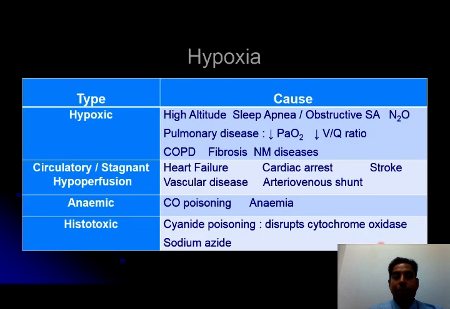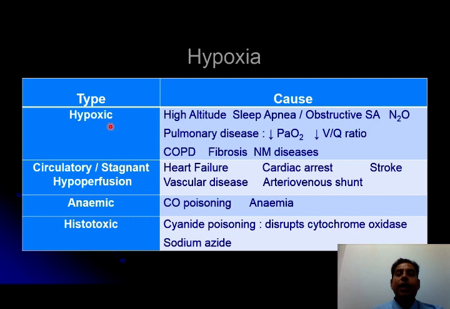Then we move on to hypoxia, which is of different types. We will deal with them in greater detail in later stages, but we need to remember there are 4 types: the hypoxic type, the stagnant or the circulatory type, where there is a hypoperfusion. Then is the anemic type, and lastly you have the histotoxic type.